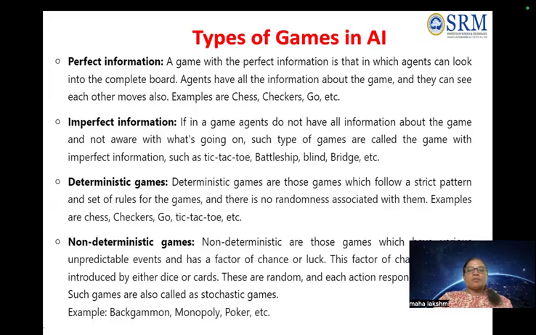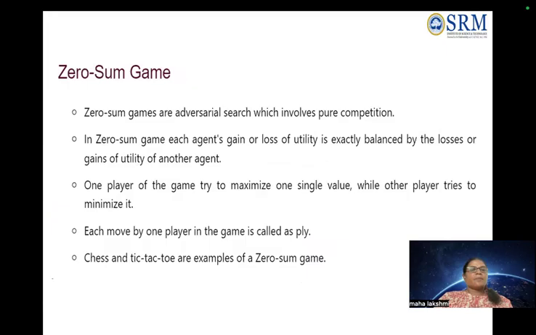Deterministic games are those games which follow a strict pattern and set of rules and there is no randomness associated with them. Examples are chess, checkers, tic-tac-toe, etc. And non-deterministic games are those games which have unpredictable events and a factor of chance or luck. This is introduced by dice or cards. Such kinds of games are called non-deterministic games. Examples are Backgammon, Monopoly, and Poker, etc. Such games are also called stochastic games.